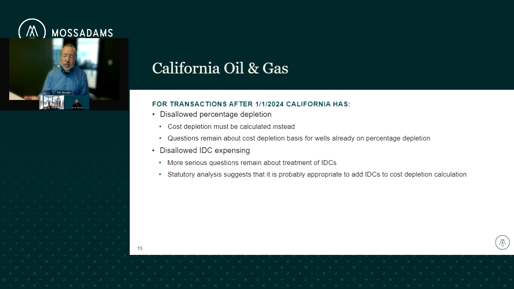It just said calculated under the IRC as if you can't take IDC expensing. And so it's not totally clear what happens, but the likeliest answer, at least our view, is that you take it over the life of the well. So I think that's probably the answer we expect.